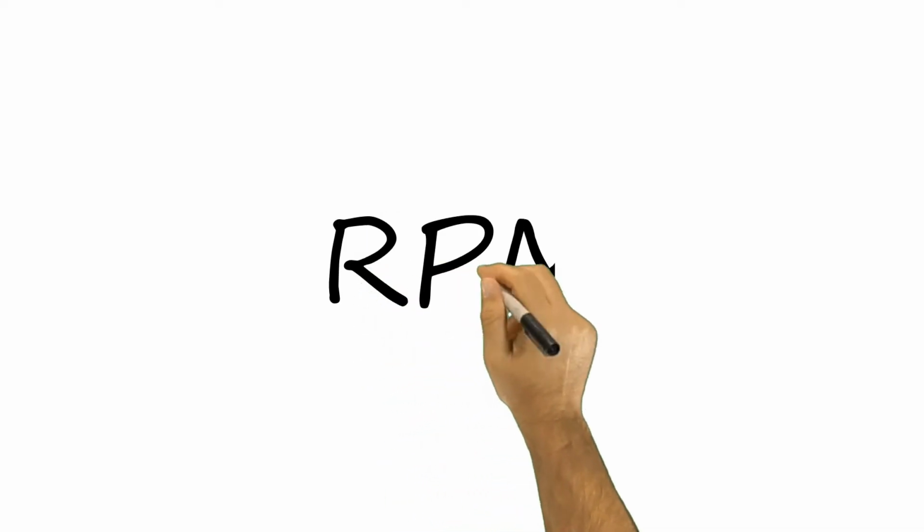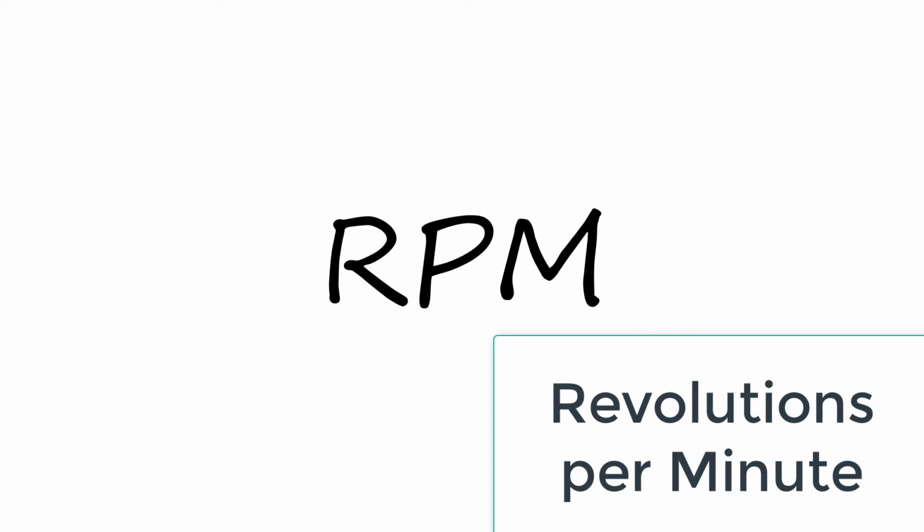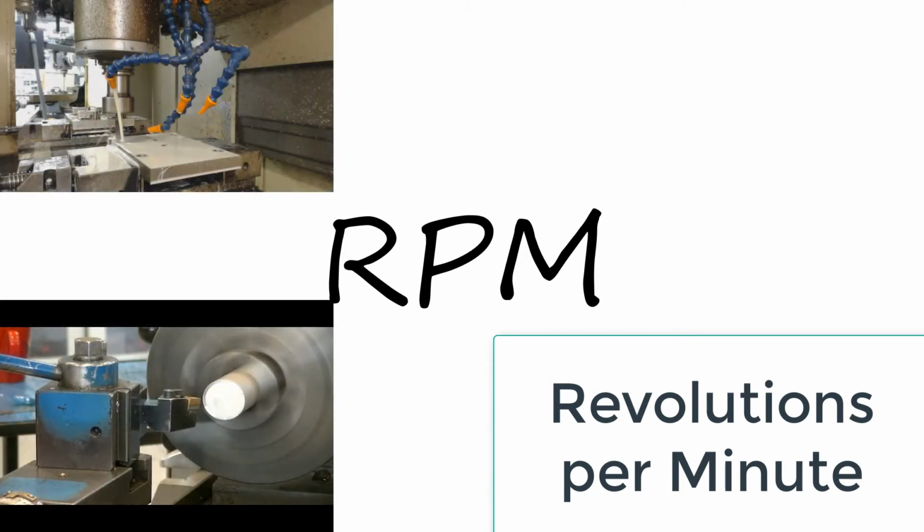RPM, or revolutions per minute, is how many revolutions the spindle makes every minute. On the mill, the cutting tool is spinning, and on the lathe, it is the workpiece.